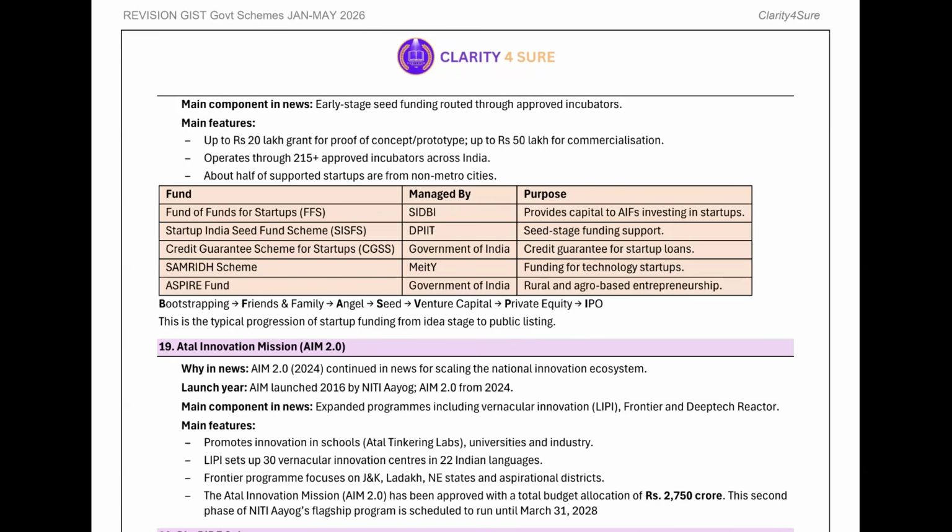Try to understand, the exam keyword for the Startup India Seed Fund Scheme is seed capital. If you want to remember the memory trick, it is petrol for the startup engine. Now please have a look at these points. The main feature is up to rupees 20 lakh grant for proof of concept, that is, I have told you, prototype, and rupees 50 lakh for commercialization.